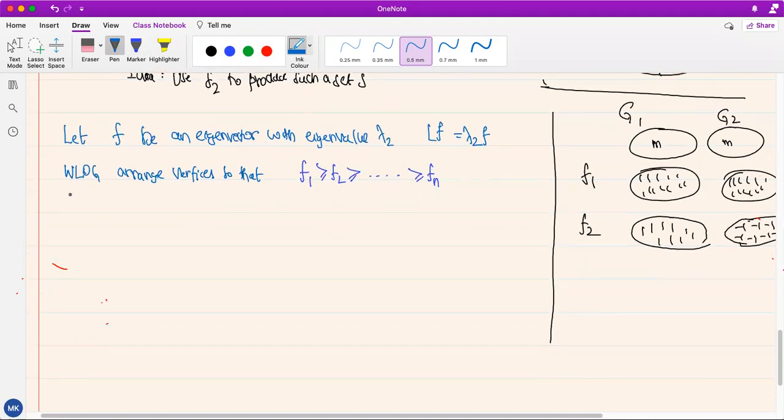Now, let k be n by 2. n by 2 may not be an integer, so take the floor or ceiling of it. So let's fix this. And this proof is, by the way, somewhat non-trivial. You may not get all the things immediately. So we have to define two vectors, G and H. Okay, so G is defined like this.